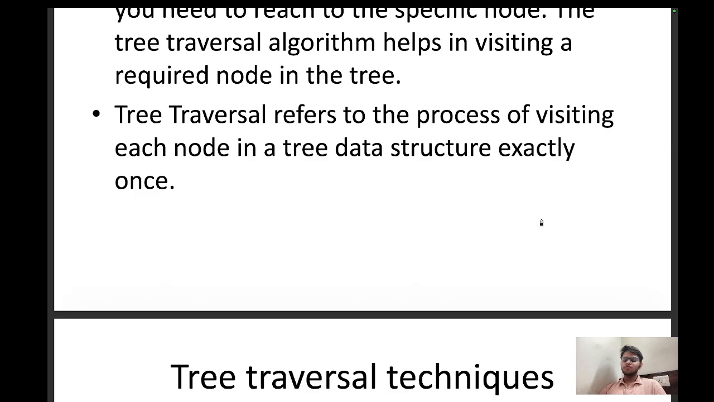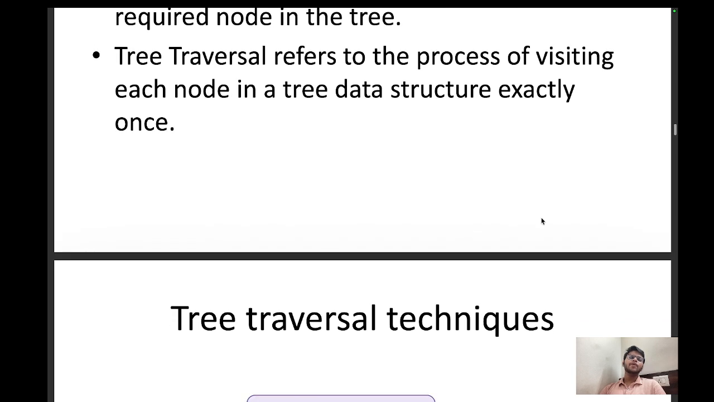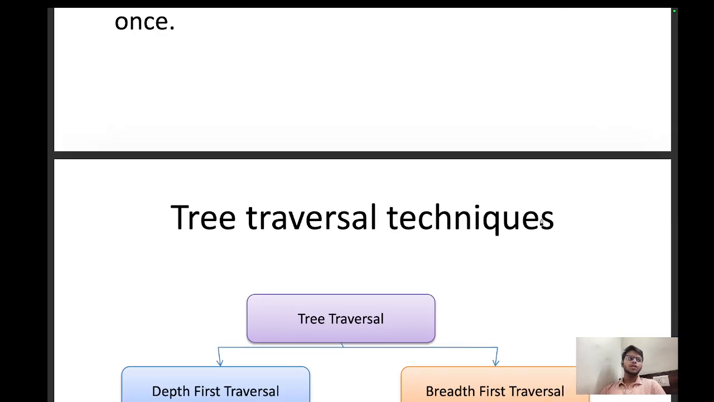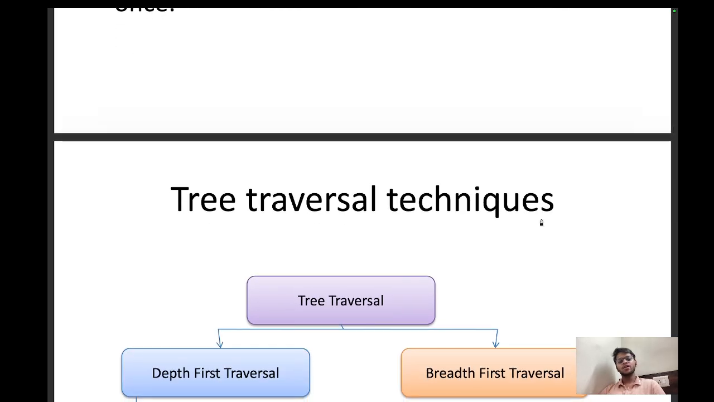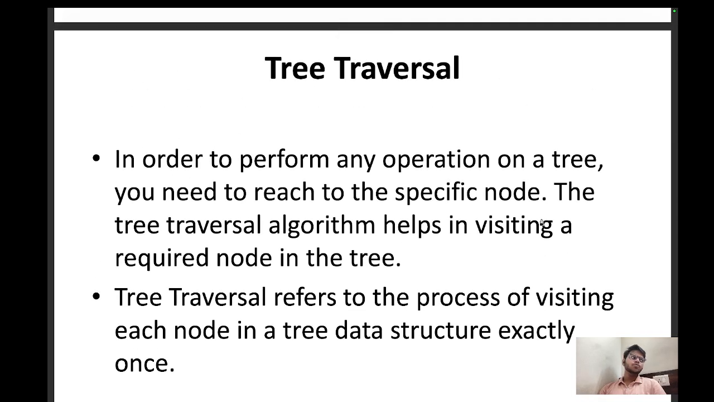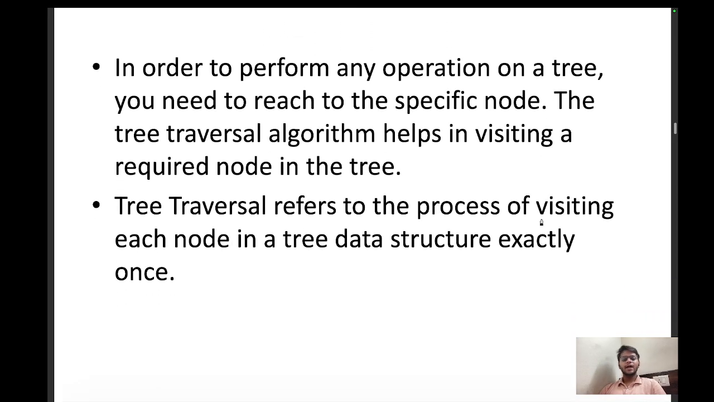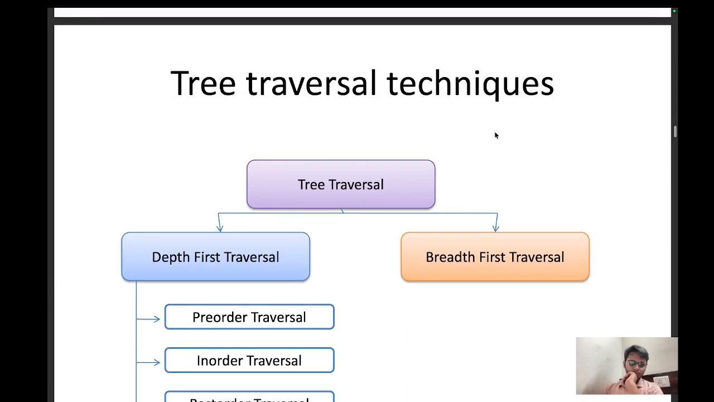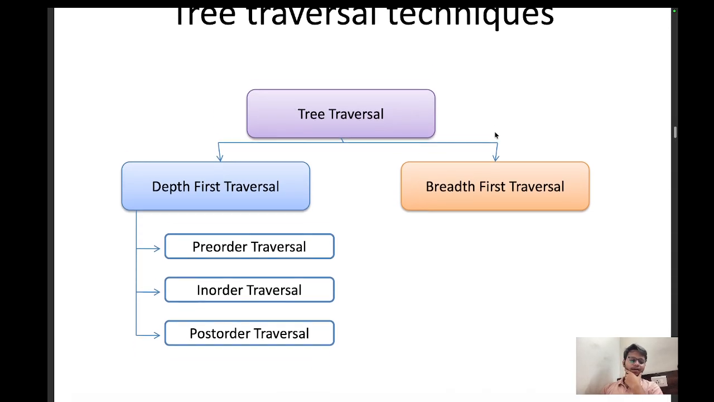Now you might think, what does moving from one node to another mean? So, for example, if you are on the root node of a tree, and you have to reach the bottommost layer or the nth height of the tree, then you can traverse the tree and reach that node. Correct. So the tree traversal techniques are given here.